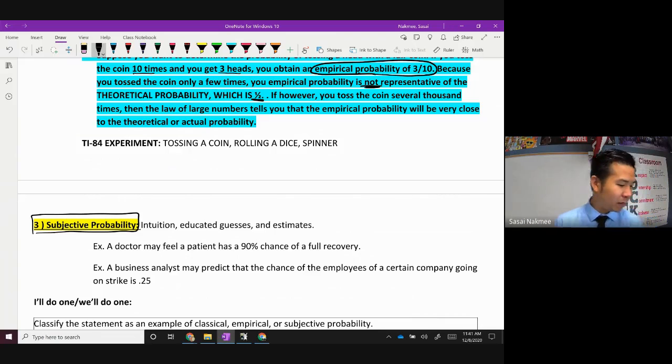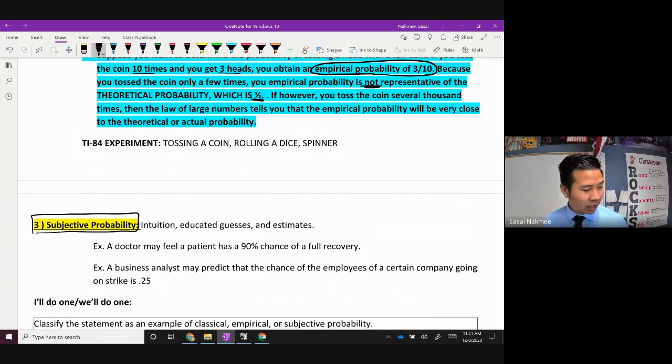Another example would be a business analyst may predict that the chance of the employees of a certain company going on strike is 0.25, or in other words, 25%. Again, they don't know if those people will go on strike or not, but they have an idea based off of what they're observing. Subjective probability is not the best probability, but it is needed sometimes. Sometimes you just can't tell.